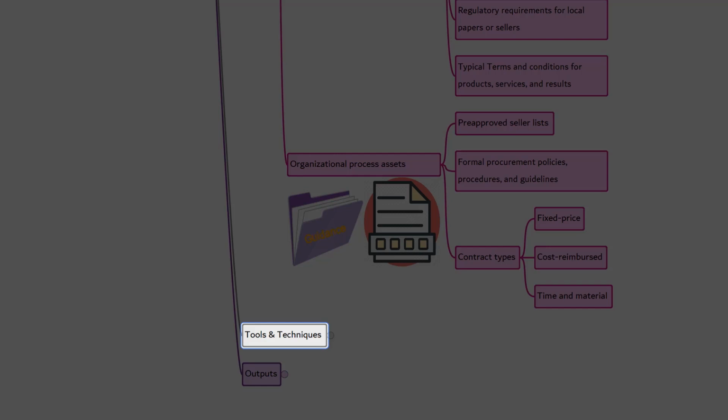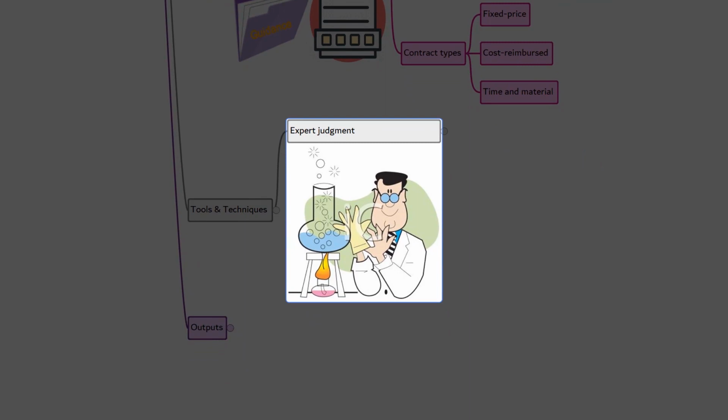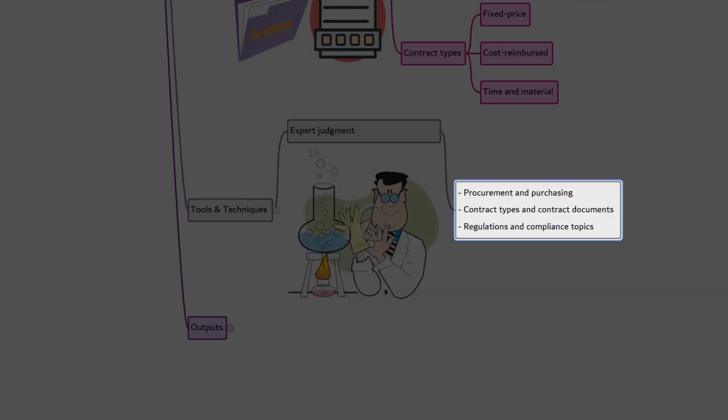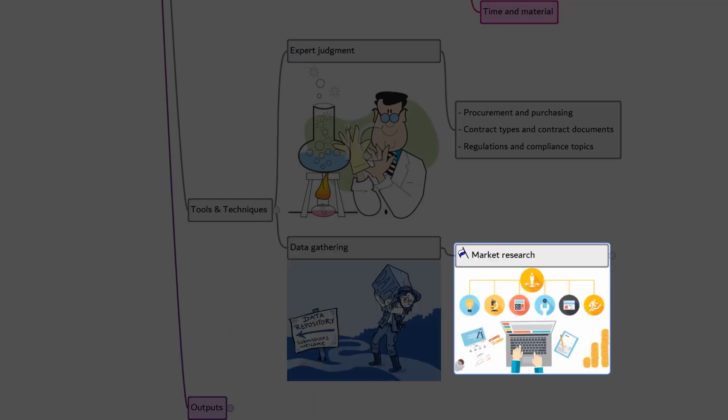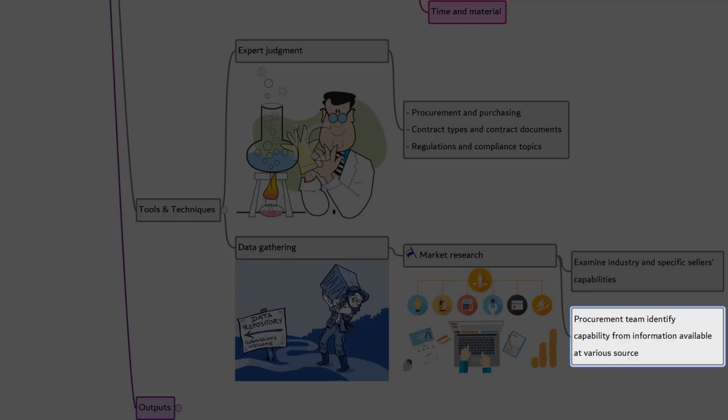Now, the tools and techniques. There are 5 in the list. First, expert judgment. For this process, the experts will be from procurement and purchasing, contract types and contract documents, and regulations and compliance topics. Data gathering. Here, it's market research. In the plan procurement management process, market research is about the examination of industry and specific sellers' capabilities. The procurement team may leverage information gained at conferences, online reviews, and a variety of sources to identify market capabilities and sellers' capabilities who can provide services.